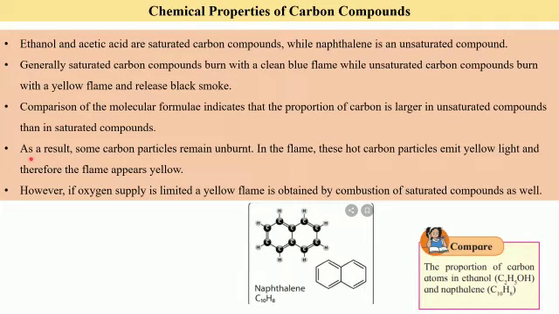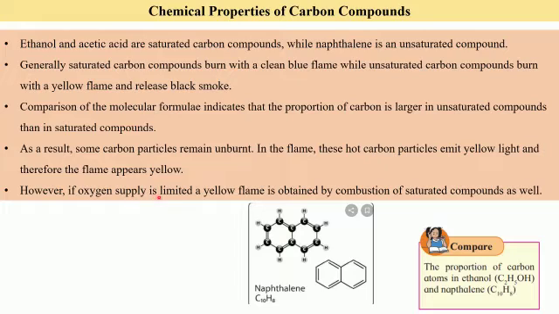And as a result of this, we find that some particles of carbon remain unburned. So some particles of carbon remain unburnt in case of unsaturated hydrocarbons. In the flame, these hot carbon particles emit yellow light and therefore the flame appears yellow. So this is the reason why unsaturated carbon compounds give a yellow flame, because they contain a lot of carbon atoms in them. Some of the carbon atoms remain unburned and later on they emit yellow light and the flame appears yellow.